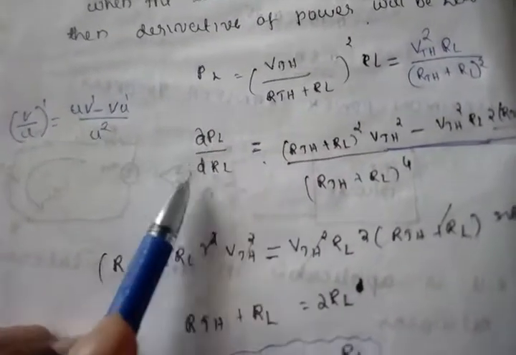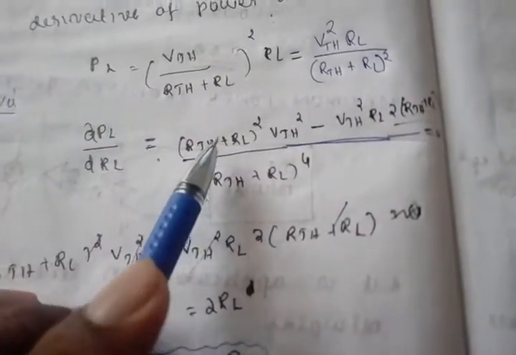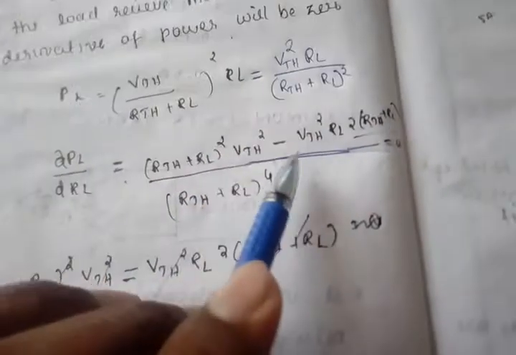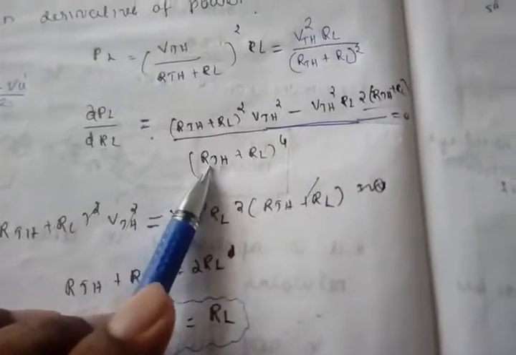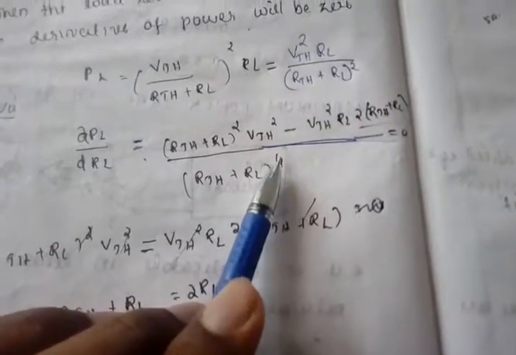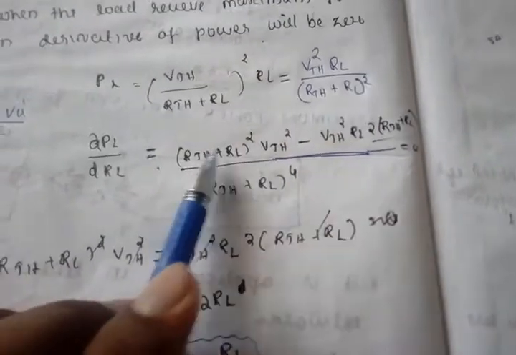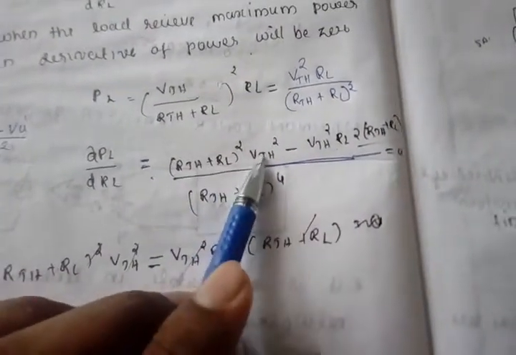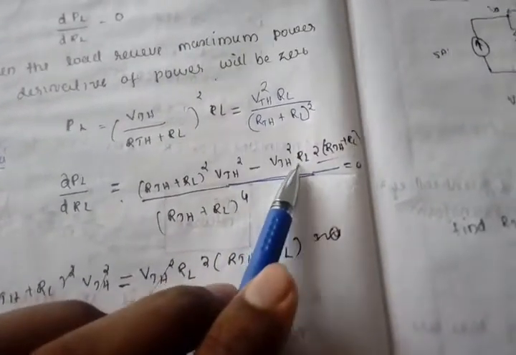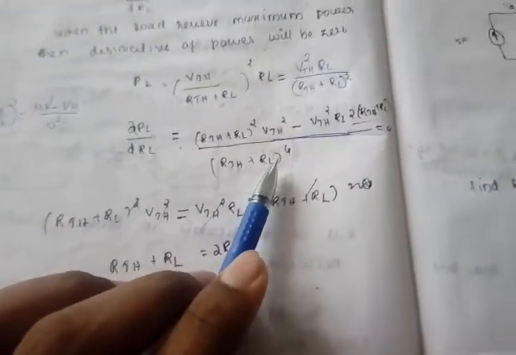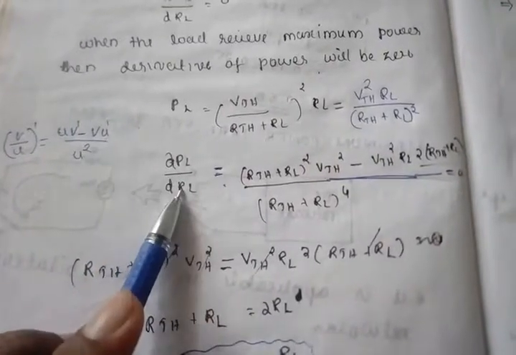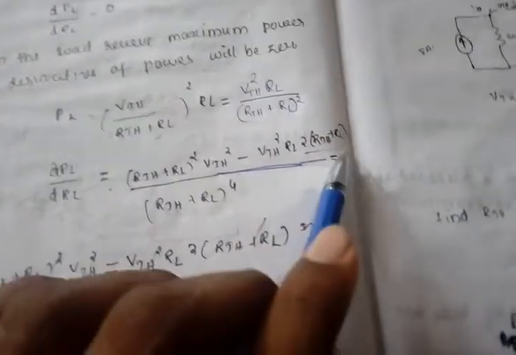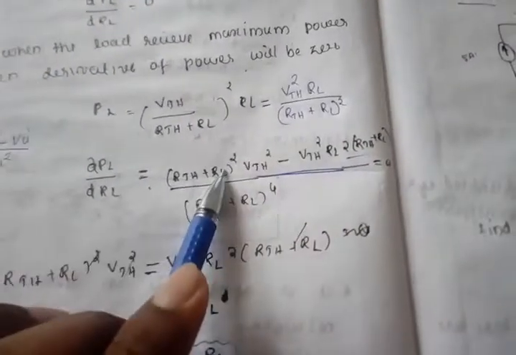Thus dPL by dRL is equal to [(RTH plus RL) whole square into VTH square minus VTH square into RL into 2 into (RTH plus RL)] divided by (RTH plus RL) all raised to 4. This is the denominator into the derivative of numerator minus numerator into derivative of denominator by denominator all square. Here this all square, then it is all raised to 4. For dPL by dRL to be 0, the numerator should be 0. For that, this term should be equal to this term.